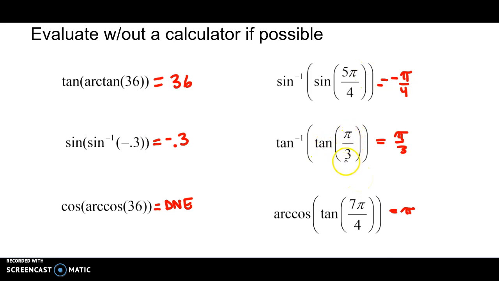The inverse tangent of tangent of pi over 3: well, we know that tangent of pi over 3 is root 3, which is part of the domain of inverse tangent since it's all real numbers. So we get pi over 3. And last but not least, the arc cosine of cosine of 7 pi over 4: well, the cosine is 1. Sorry, I meant to say negative 1. This is negative 1. The arc cosine of negative 1 is pi, because think about your domain and range for arc cosine.